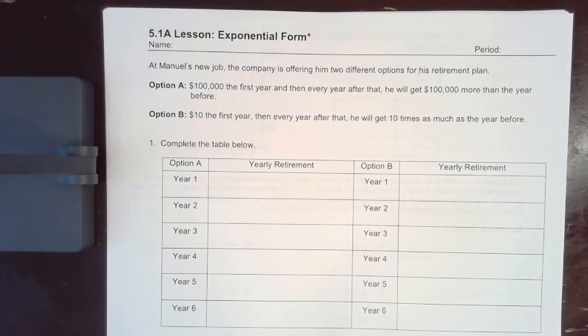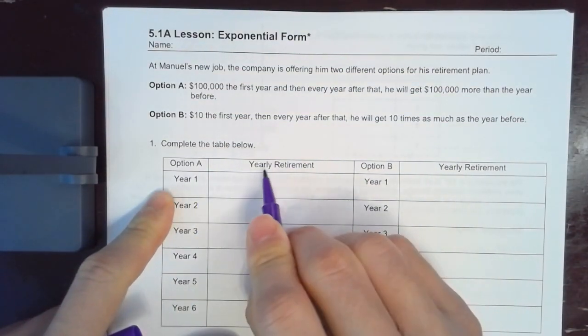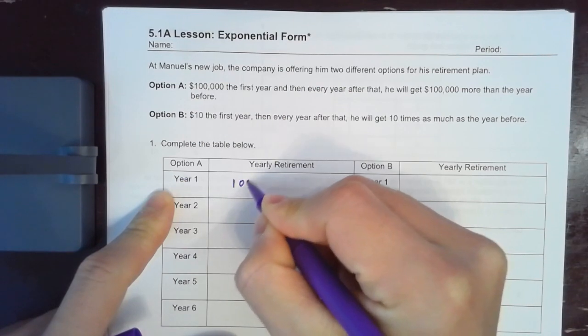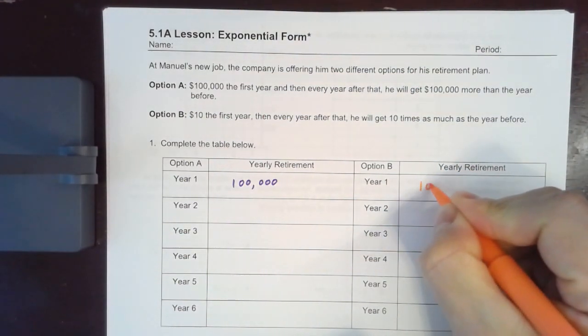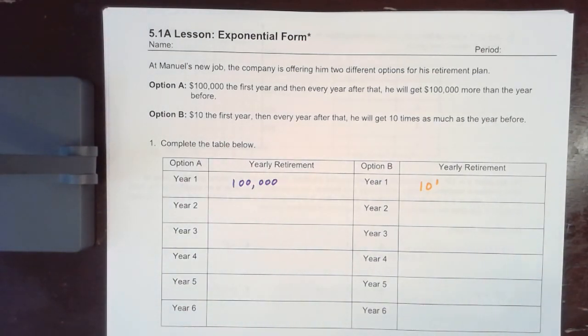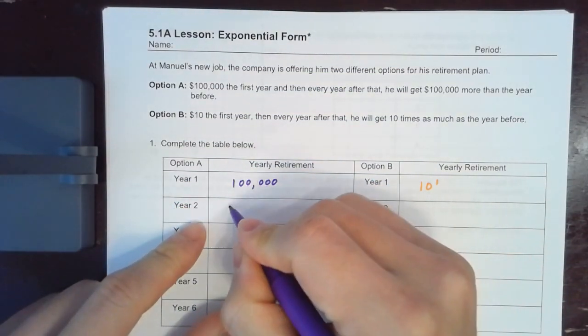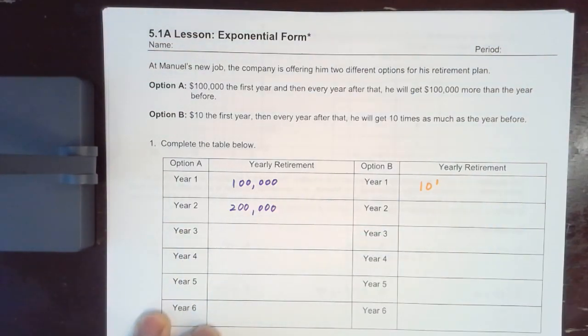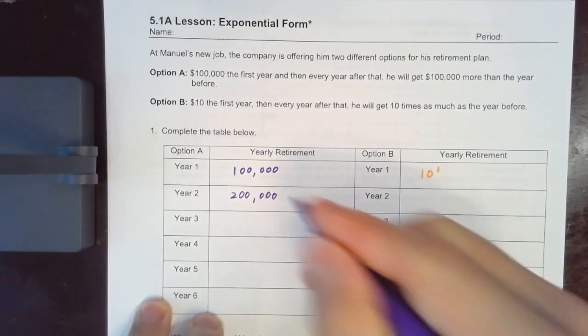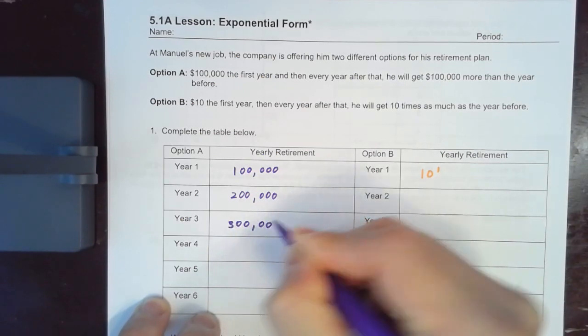So let's just go ahead and write it. Year one, option A, he would get 100,000. And year one, option B, he would only get 10 to the 1 power, right? I'll go ahead and use another marker to show this. 10 to the 1 power. Now, that seems really low, but you can see that over time, it will start to really ramp up, right? Year two, you really only get one more extra 100,000. I'm going to go ahead and finish this. Year three would be 300,000, and so on.